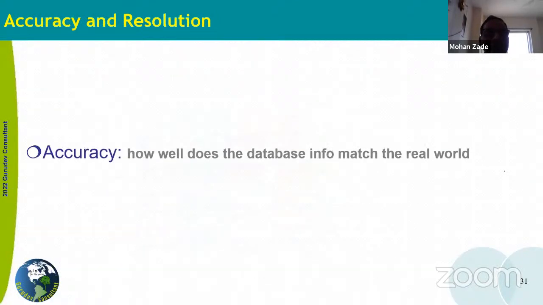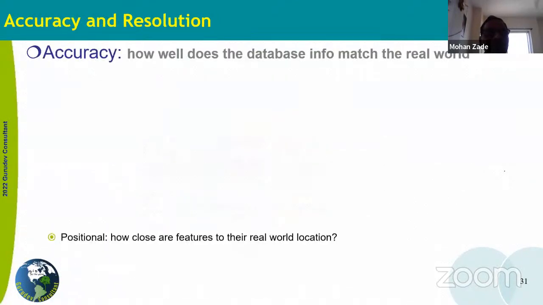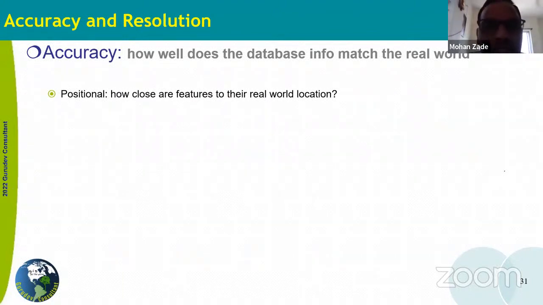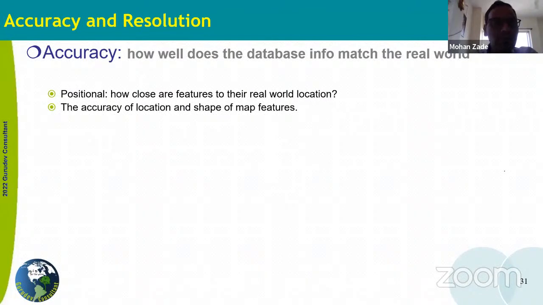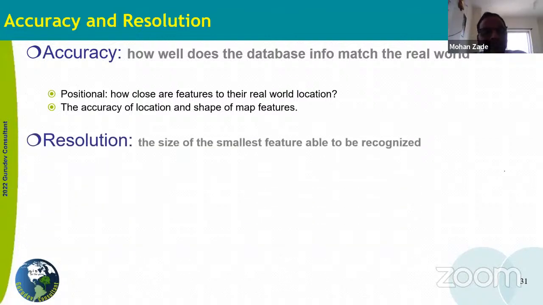Now next comes accuracy and resolution. So accuracy says how well the database matches with the real world. That means how close it is to your real locations. So you will have positional accuracy, and accuracy of location as well as shape of the map features.